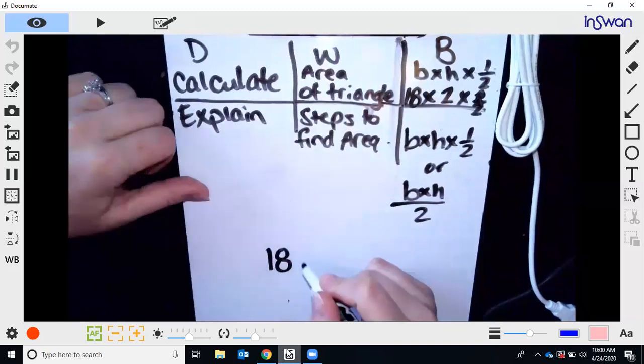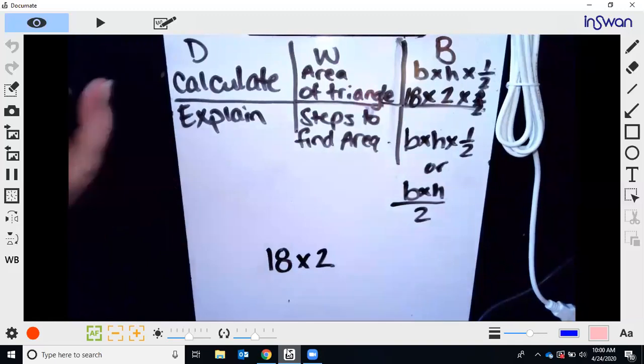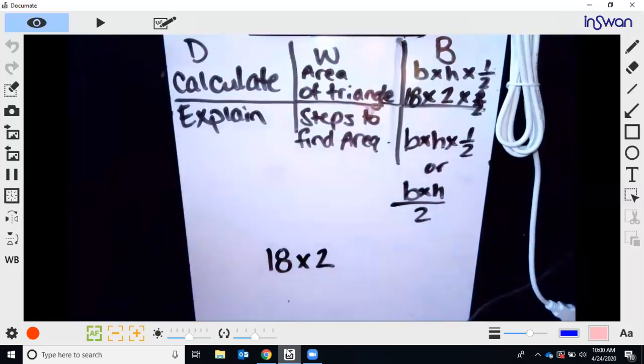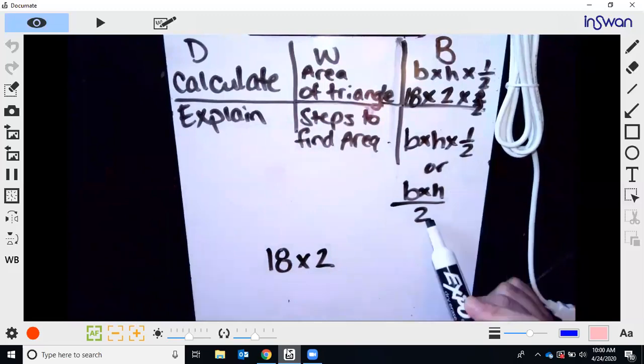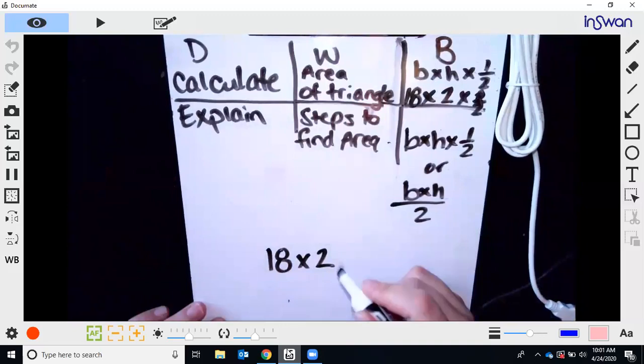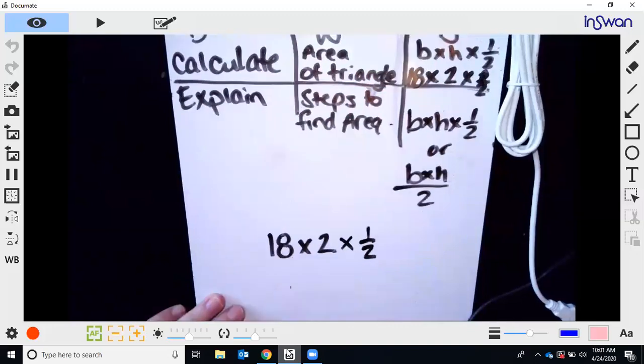Our height was 2. And then we remember that there's two different ways to do this. You can multiply something by 1/2, and what that actually does is it cuts that number in half. So you can either multiply by 1/2, or you can go ahead and just divide by 2. It's the same thing. You would get the same answer, whichever formula you choose to do. So I'm going to do 18 times 2 times 1/2. So it's going to look like this, 18 times 2.